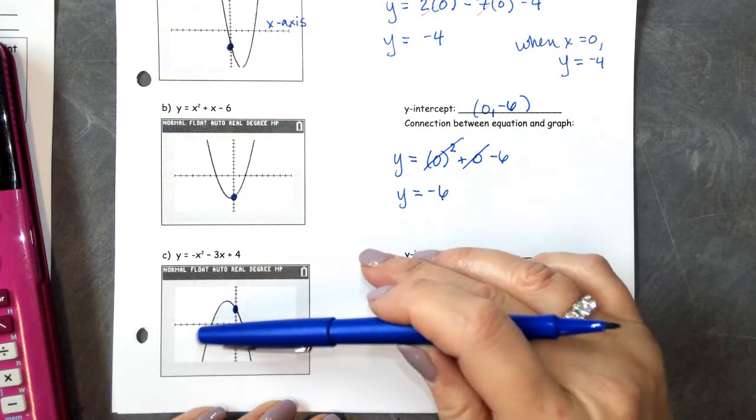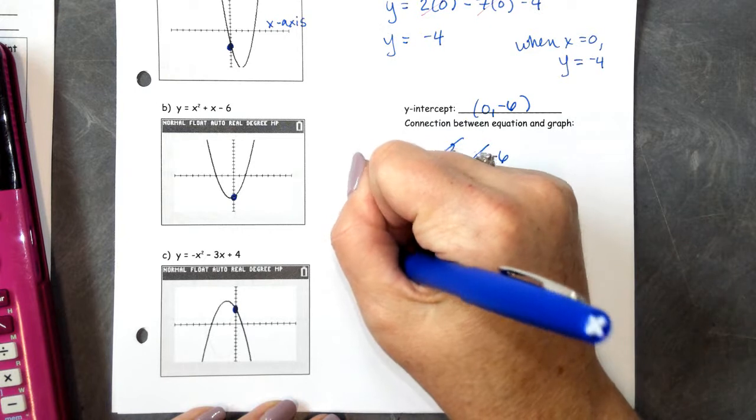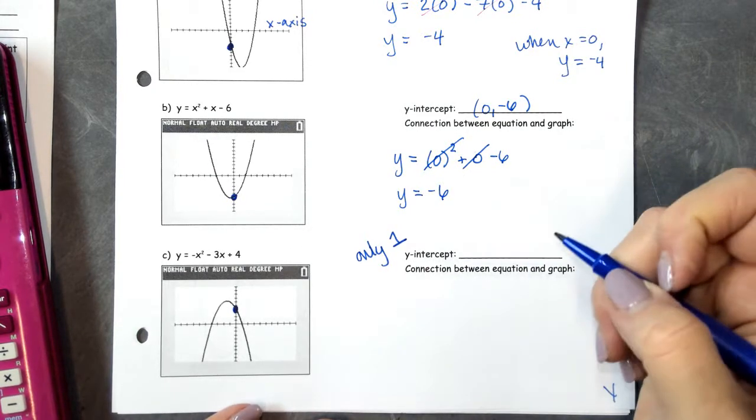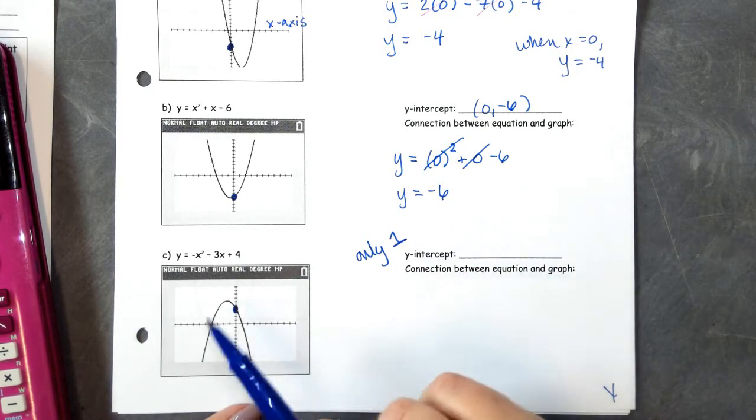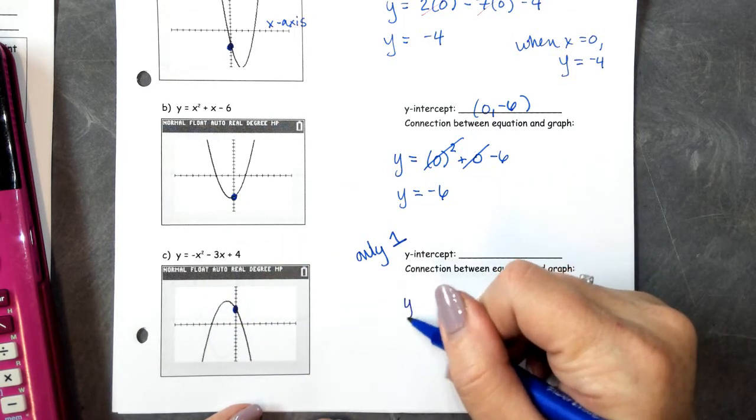You can only have one y-intercept. You can have 0, 1, or 2 x-intercepts. So there's only one y-intercept on any graph. Up to 1. I mean, there could be none. Okay, so I'm going to plug in 0.